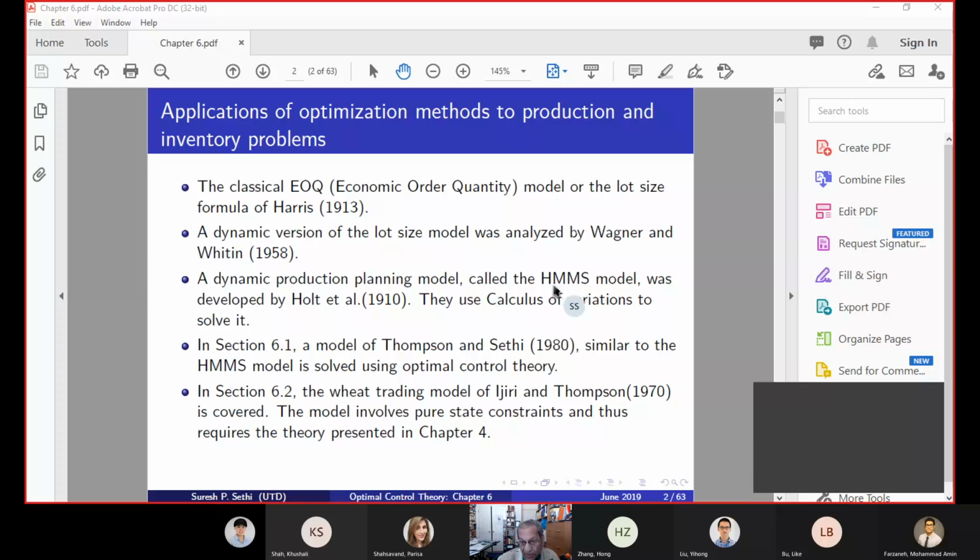Holt, Modigliani, Muth, and Simon. Two of those guys received the Nobel Prize in economics. Modigliani and Simon are the Nobel laureates. But they were working on an optimal calculus of variations problem to apply to a production planning problem. That became quite a famous model.